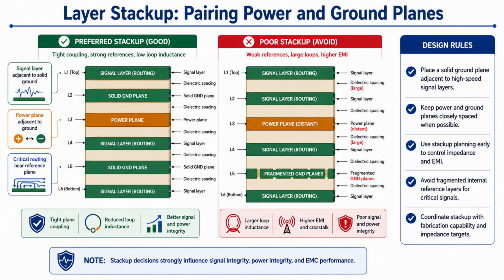So stack-up planning must happen early, not after routing starts. Work with your PCB manufacturer, define impedance targets, place ground planes near critical signals, and keep power and ground close together whenever possible. A good stack-up gives your design a stable electromagnetic foundation.